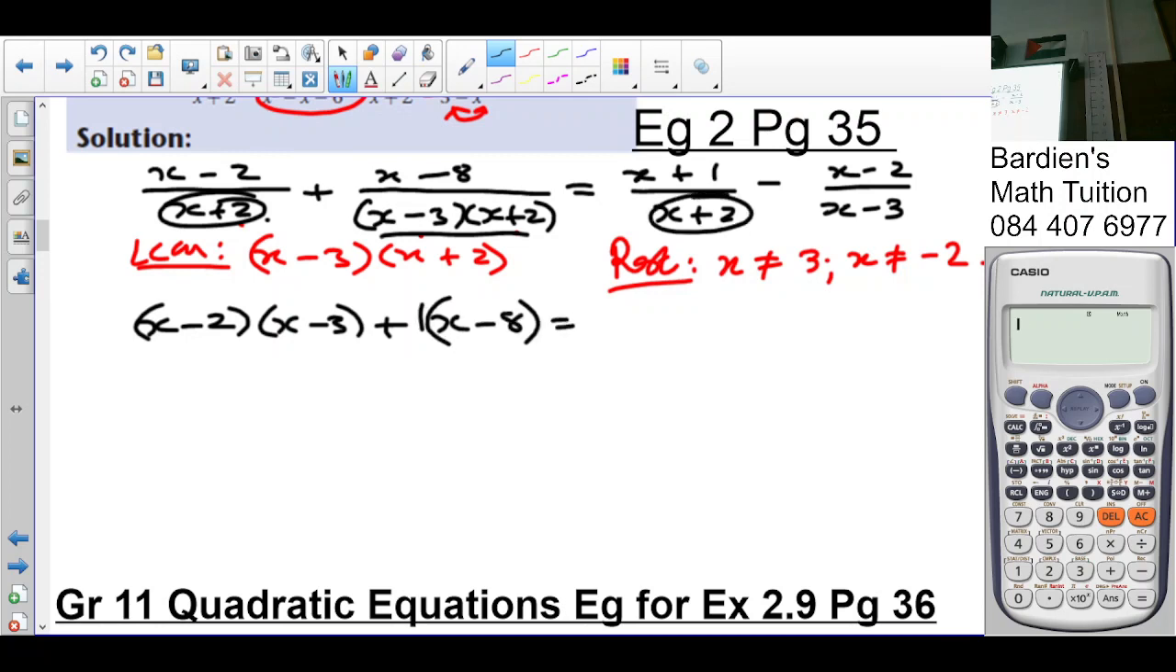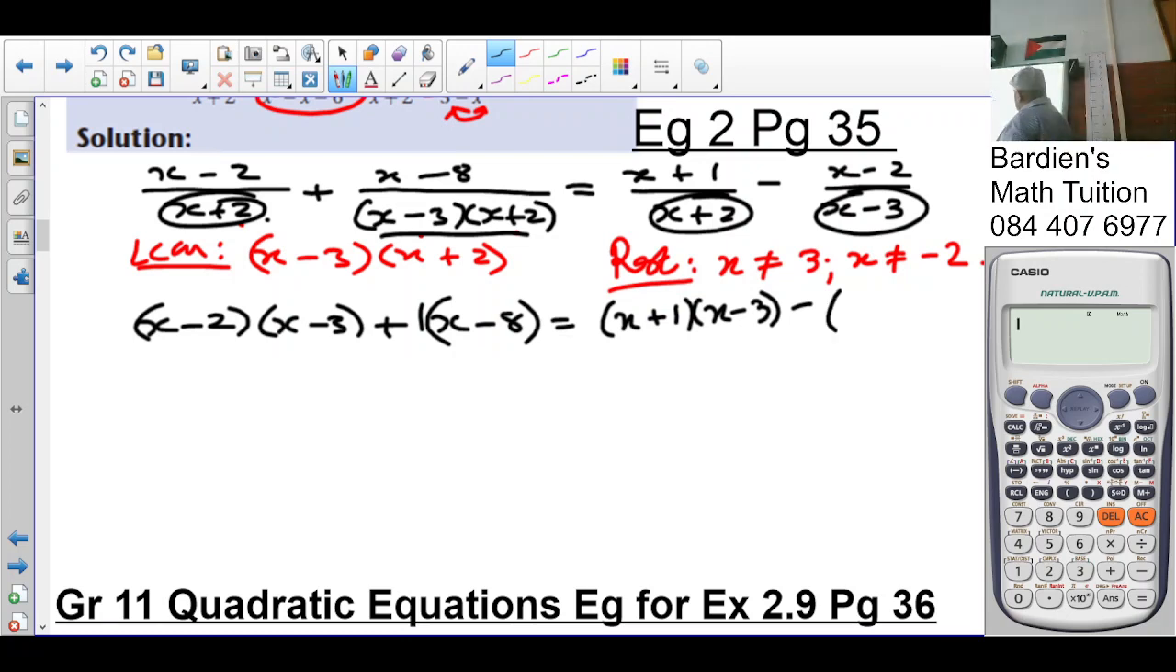What must x plus 2 be multiplied by to get this LCM of x minus 3 into x plus 2? So it's x plus 1 into x minus 3 minus. What must x minus 3 be multiplied by? X plus 2. So it's going to be into x minus 2, x plus 2. So what's the next thing I need to do? Simplify, get rid of the brackets.